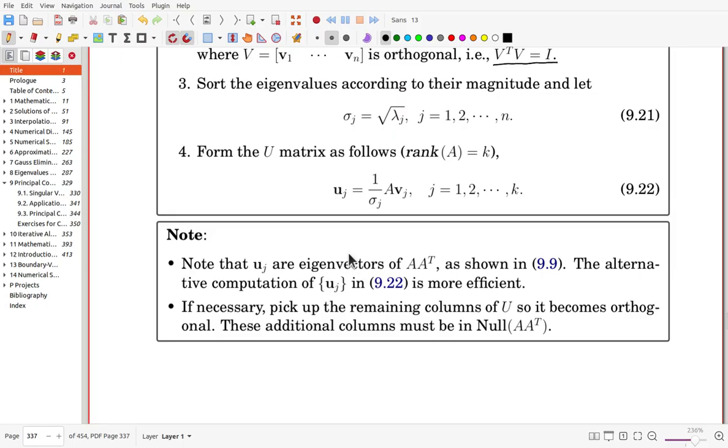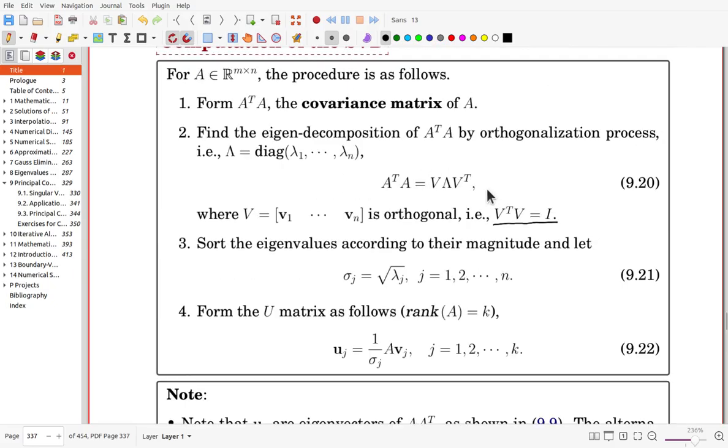Now, in this computation, we can get only up to the rank. Once the rank is k, then we can get only k vectors, because from sigma k plus 1 on, the value will be 0. So we can get only k vectors. But if we want to make n vectors for u, then you can expand.